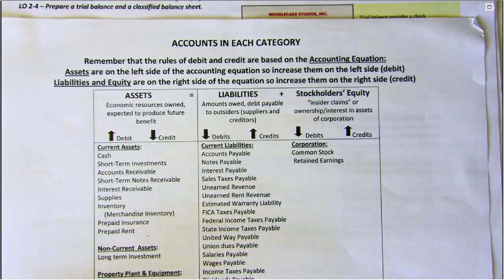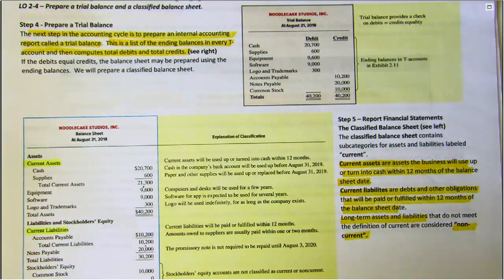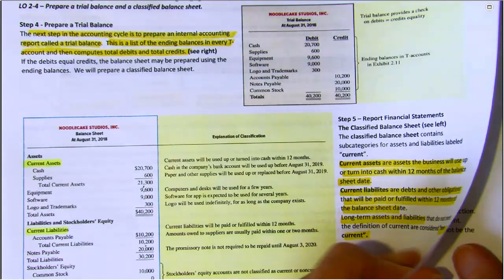Now, why are we bothering to do this? Why are we bothering to classify our assets and liabilities as current and non-current? Well, remember that the goal of financial accounting is to provide useful information to the readers of the financial statements. By separating out our assets and liabilities into these two categories, we can help them analyze whether the company is able to pay its current liabilities using its current assets. And there's a calculation that we can use called the current ratio. We'll look at that, and then we will prepare a classified balance sheet.